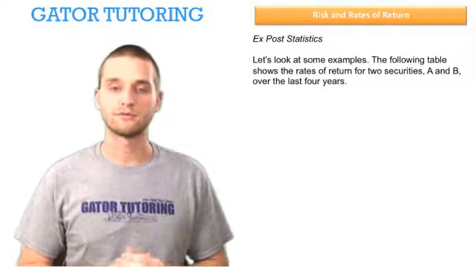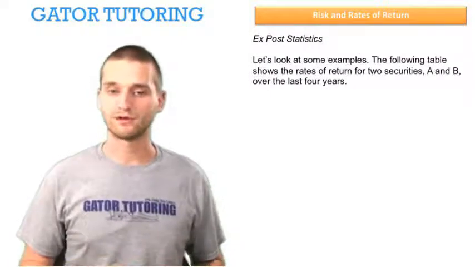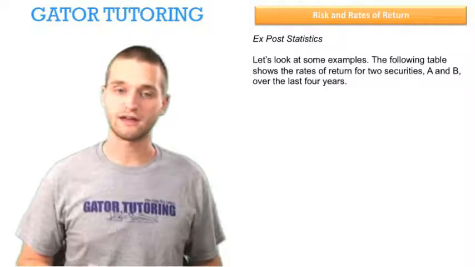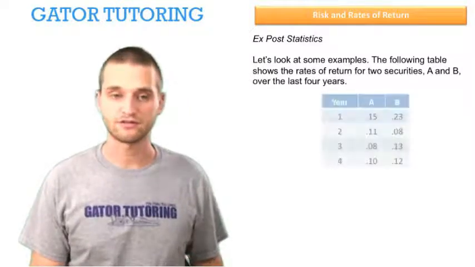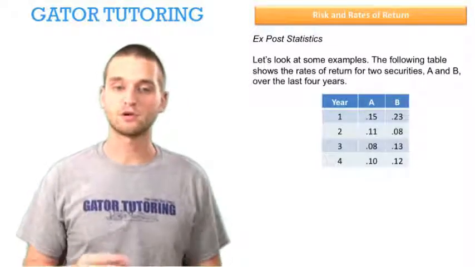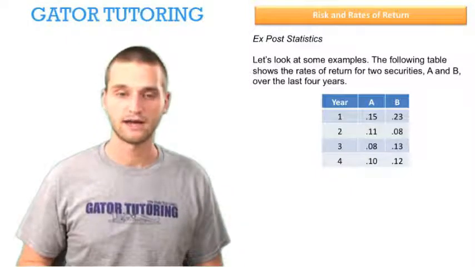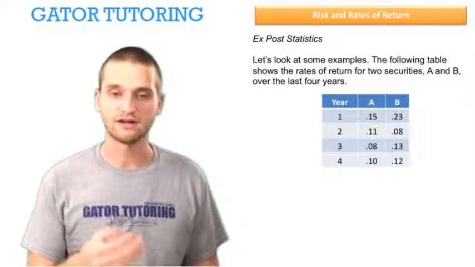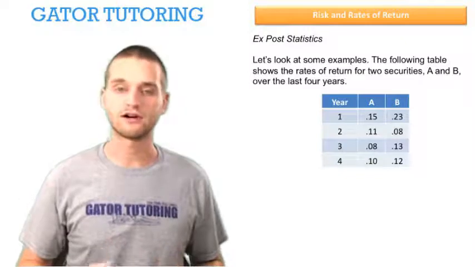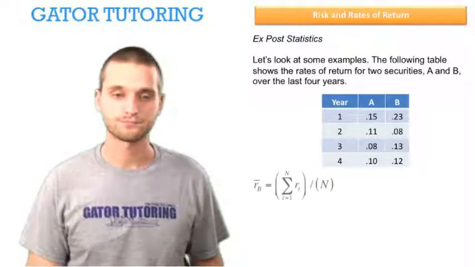So let's look at some examples. The following table shows the rates of return for two securities, A and B, over the last 4 years. So here we have year 1, year 2, year 3, and year 4, and we have security A, security B, and those numbers show what each security earned in each year.